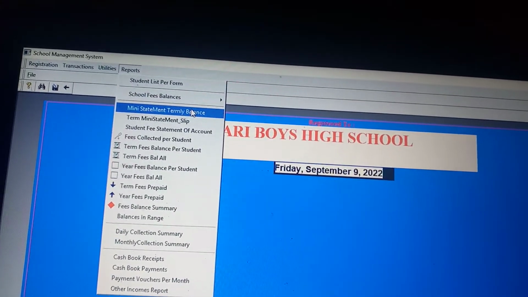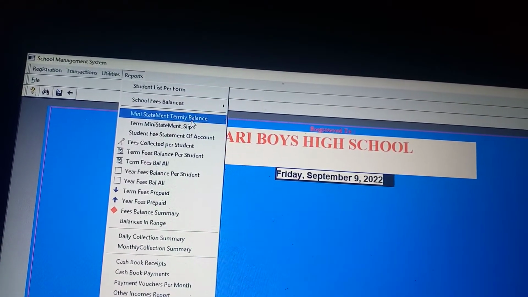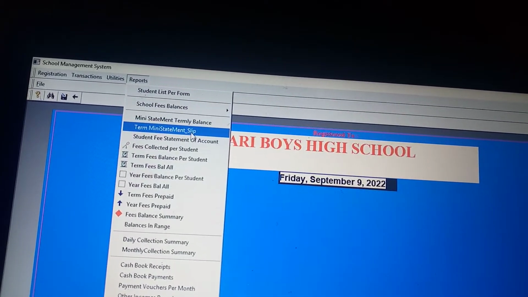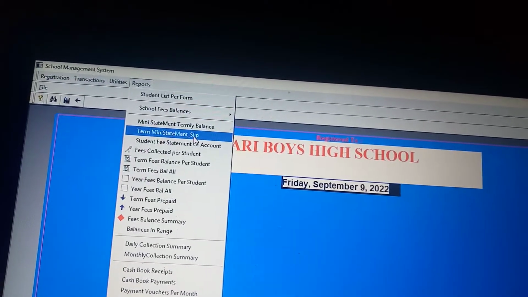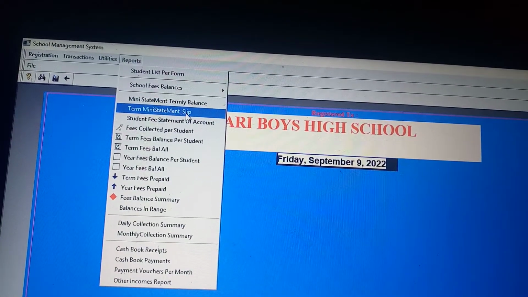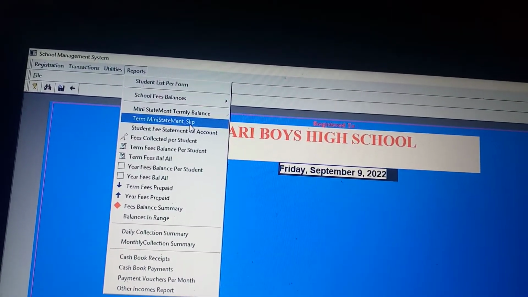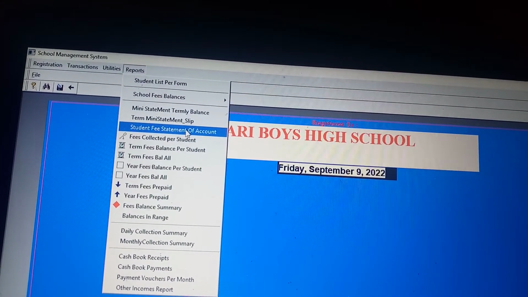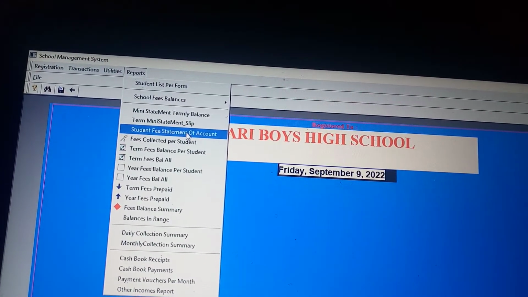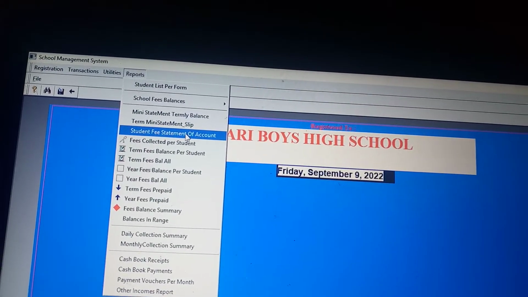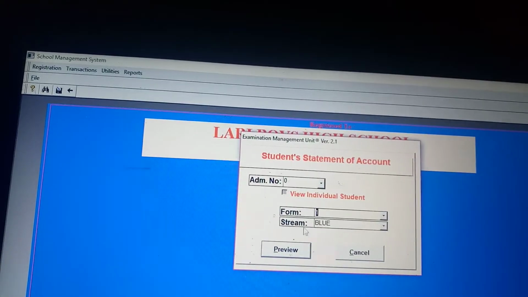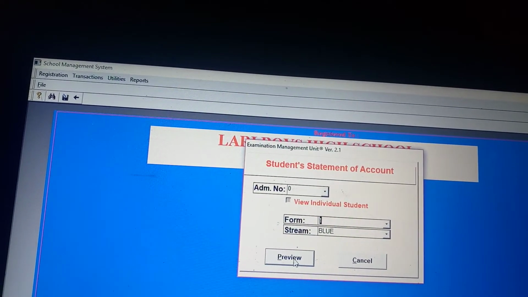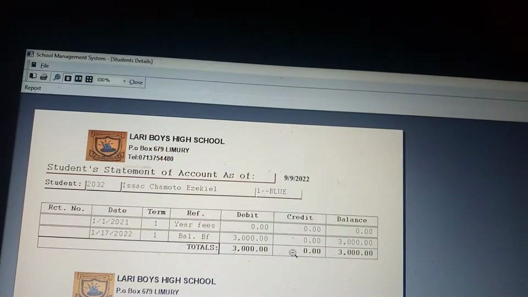We can have mini statements, termly balance. We have term mini statement slip. When you are sending them home, you send them with slips, and it explains everything on what the school requires from the parents. We have students' fees statement of account, so that as they go home, maybe we can have a look at this and see how it looks.